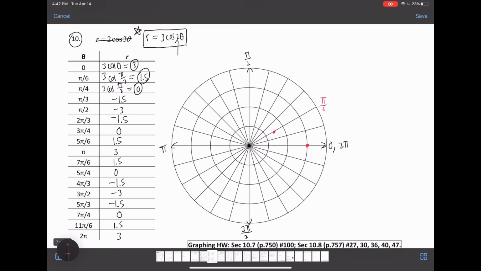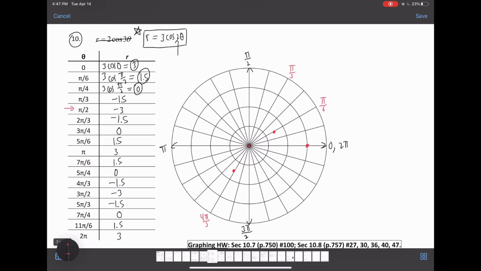Pi over 4 is 0, so we're back at the pole. Pi over 3 gives you negative 1.5. So here's pi over 3. Here's where we're flipping down to, this would be 4 pi over 3. And we're coming out 1.5. So we're kind of jumping all around every time we hit these negative radius values.